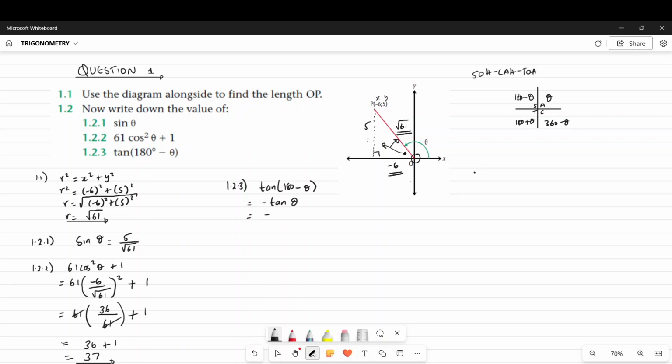So tan theta is opposite over adjacent. This side is opposite; you can use a different color. So the answer is negative, open bracket 5 over negative 6, and then our final answer will just be 5 over 6. And that will be our answer.